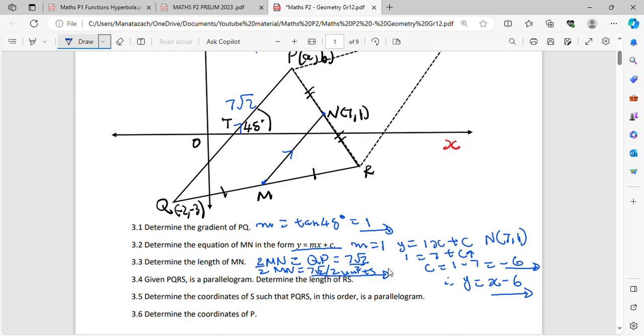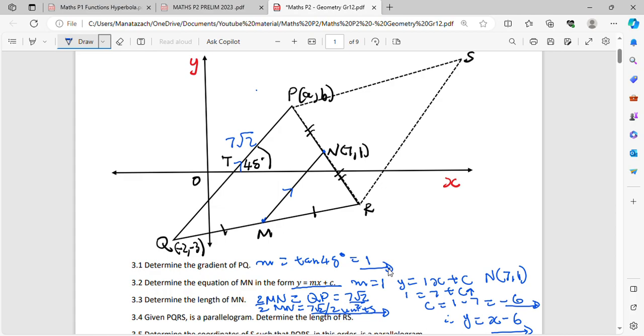Now let's go to question 4. Given that PQRS is a parallelogram, determine the length of RS. Okay, now we've been given that PQRS is a parallelogram. That means the opposing sides are parallel. Now, to calculate the length of RS, if you continue this line, it's also going to be the midpoint.